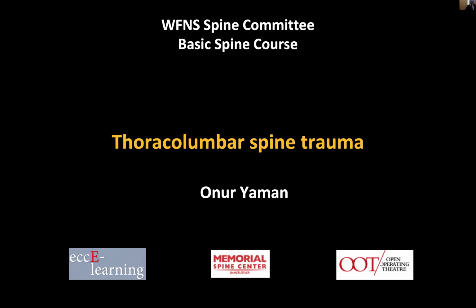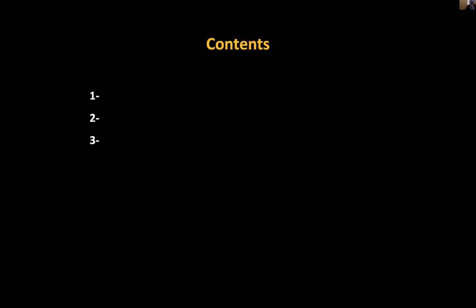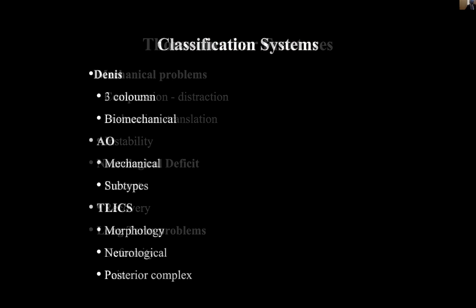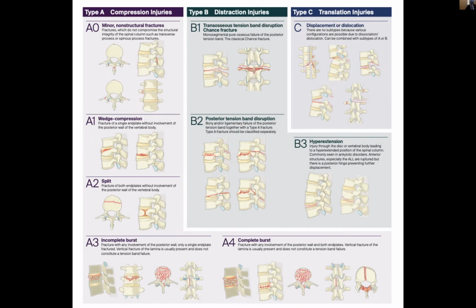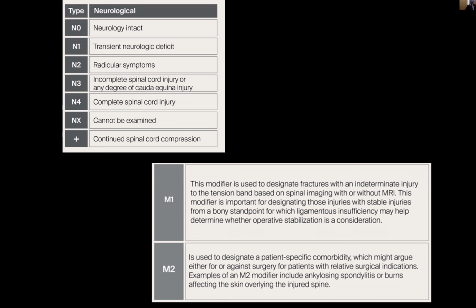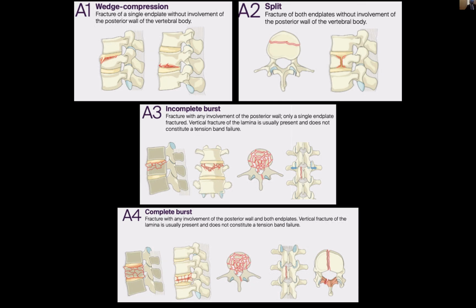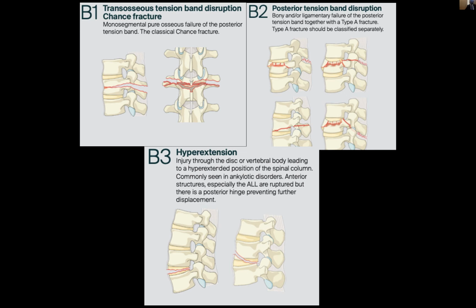So please take care at B1. It's a Chance fracture. Maybe you will see it in an exam. They may ask you about it. In B2, you again have posterior tension band disruption, and B3 is the hyperextension injury mechanism, and we see it especially in ankylosing spondylitis cases. And type C, please take care, it's translation.